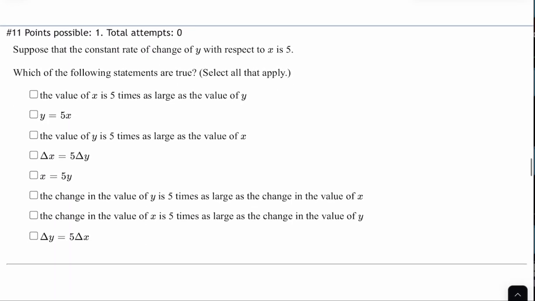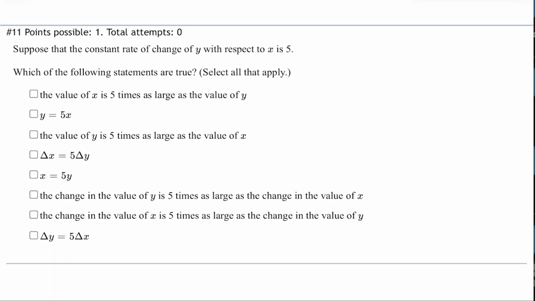Now let's go to example 11. It says, suppose that the constant rate of change of y with respect to x is 5. So it's not a bad idea to write that fact down. And it says, which of the following statements are true? The value of x is 5 times as large as the value of y. Not necessarily. The change in y over the change in x is 5. Is y equal to 5x? Maybe. That is one option where we have a delta y over delta x that's 5, but it's not always true. So I would say no there.